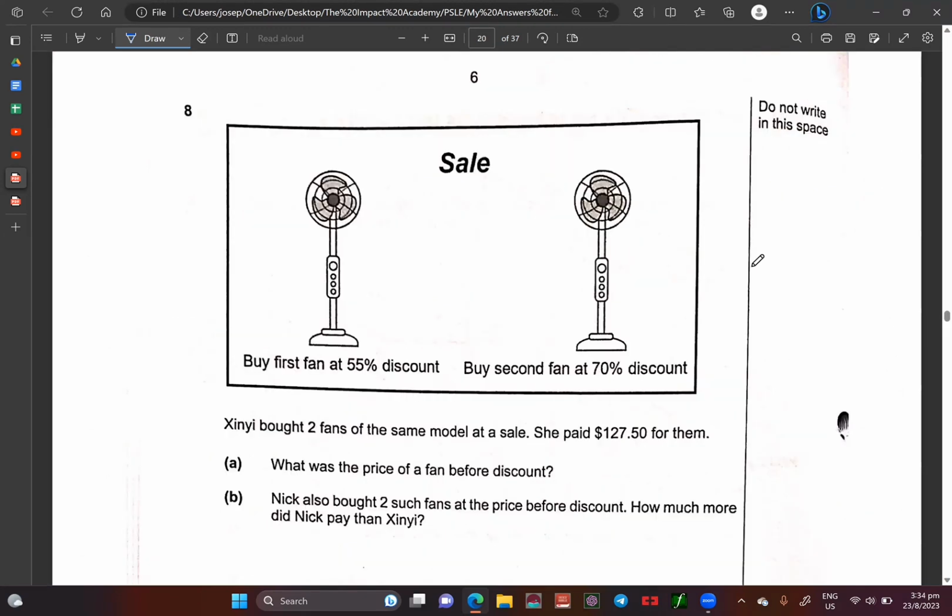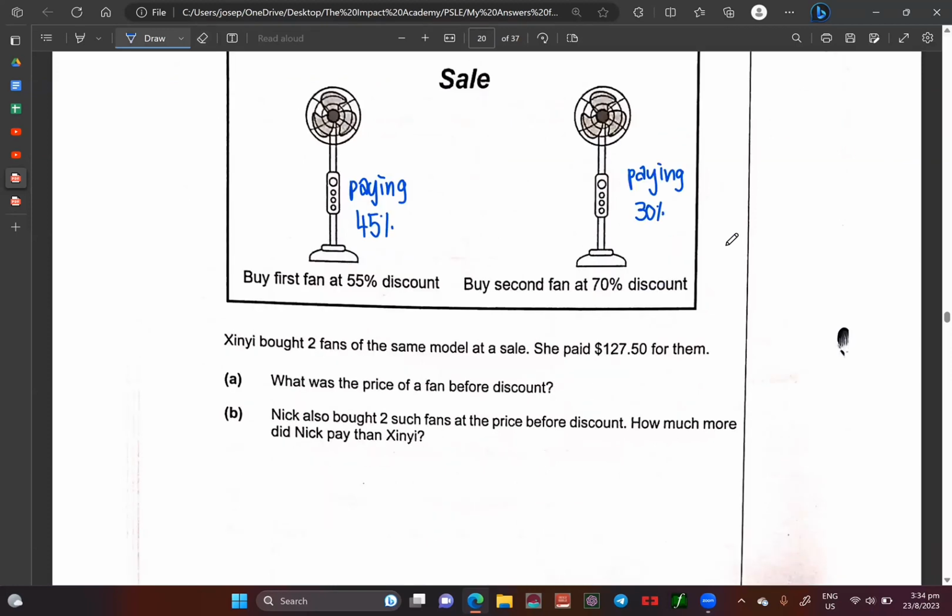So right now we are going to move on to question number 8. Now, as you can see over here, it says that if you were to buy the first fan, you are going to get a 55% discount. All right, so that means that you are paying just 45%. For the second fan, you are paying just 30%, which is an amazing deal, isn't it?